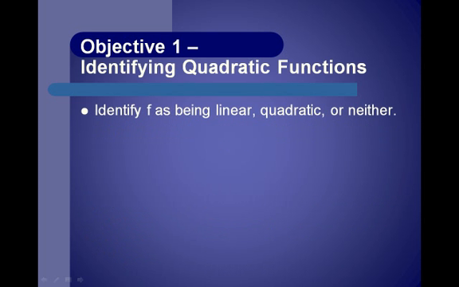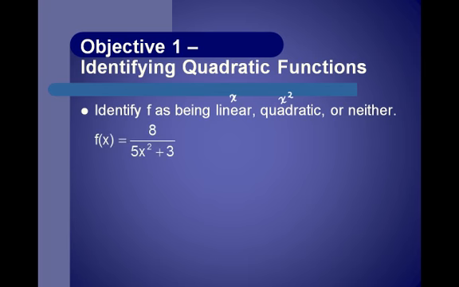Objective 1. Identifying quadratic functions. We want to identify f as being linear, quadratic, or neither. Now remember, linear means the highest power of the variable is 1. Quadratic means that the highest power of the variable is a 2.